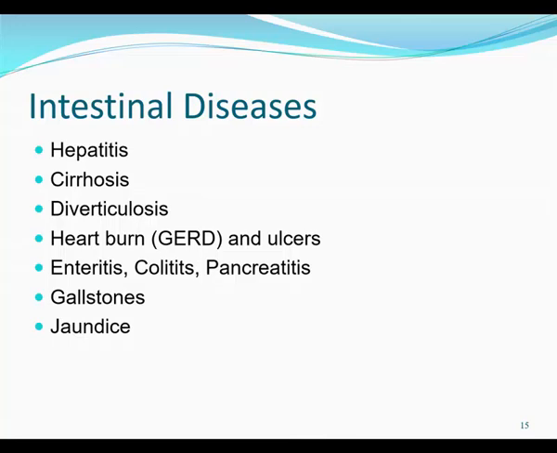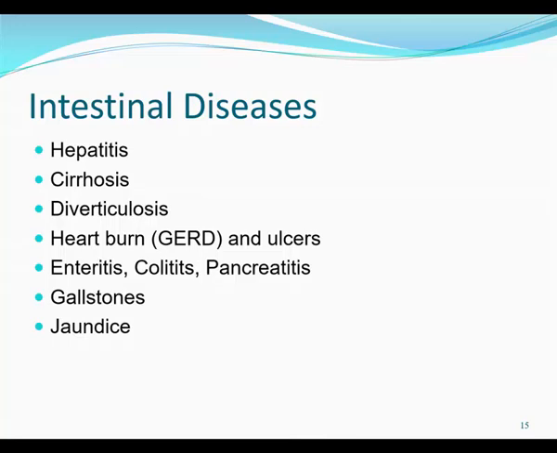Diverticulitis or diverticulosis is inflammation of the lining of the colon, causing pouches to protrude, and food can get caught in there, and that can be dangerous. Heartburn or acid reflux, sometimes called GERD, is basically acid going back up into the esophagus because the cardiac or esophageal sphincter is loose or opens too often, and acid flows back up and burns the esophagus.